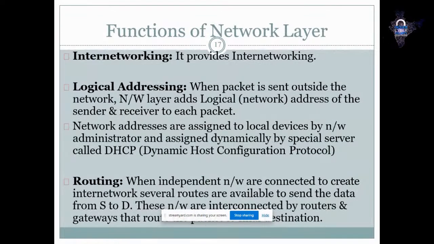What are the functions of the network layer? First is inter-networking, meaning two networks are connected by ISPs. So routing is the first thing for the network layer. Logical addressing is the second thing, meaning the IP address. You have to assign an IP address to every PC or router port. That is logical addressing, a very important thing for the network layer. IPv4 or IPv6 addresses are attached to the devices. And routing, which I have already told you about, sending a packet from source to destination, is also done by the network layer.